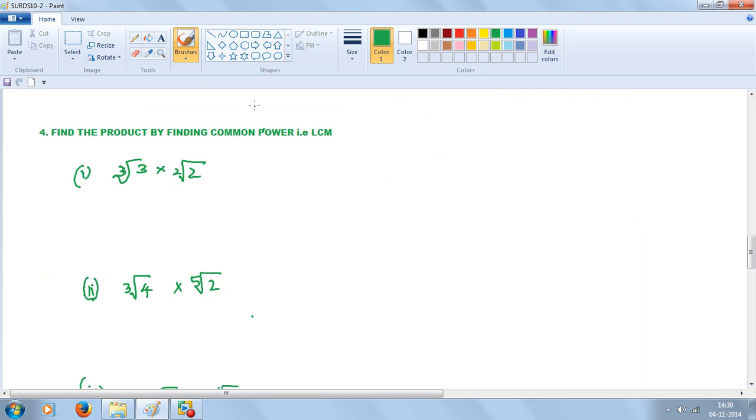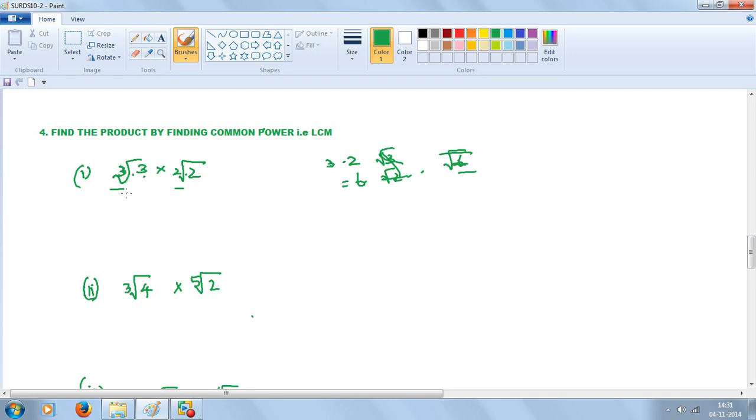See, in some cases, cube root of 3 multiplied by square root of 2, we cannot simply multiply like this. The root should be common for multiplication. Here it is root 3, here root 2. Sorry, rather than telling it like this, it is the cube root, the cube root is 3, and this is 2. So the common is not root 3, it is the cube root and the square root.